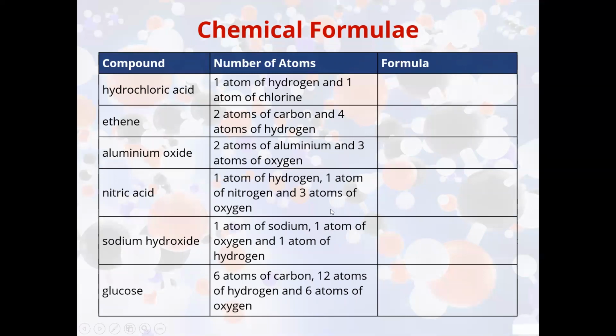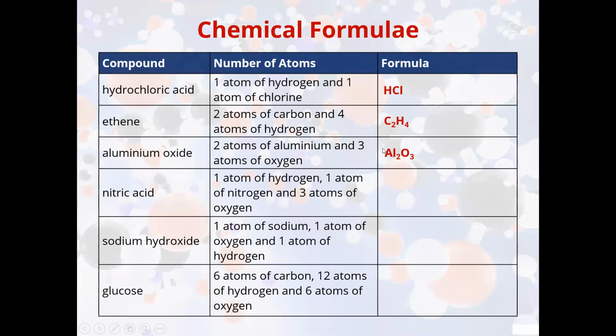All right, we are now given the name of the compound and the number of atoms, and you have to give the formula. So it's 1 hydrogen atom and 1 atom of chlorine. So it's just HCl. 1 atom of hydrogen, 1 atom of chlorine. Now you have 2 atoms of carbon and 4 atoms of hydrogen. So you see you got 2 of your carbon and 4 of your hydrogen.